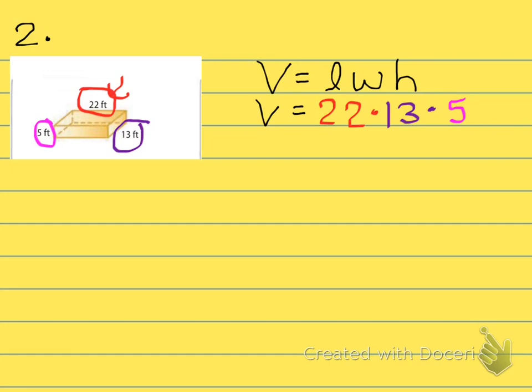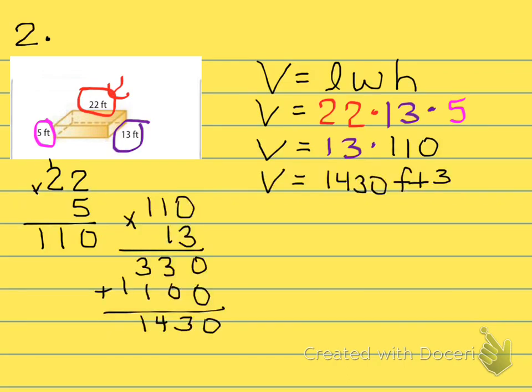And so now your last step is going to be to just multiply all of that out. So as you can see, I went ahead and multiplied 22 and 5 together just because it seemed like that would be easier for me. So I got 110, and then I need to remember that I still need to multiply the 13 times 110, and I'm going to go ahead and do that now. And as you can see, I went ahead and multiplied 110 times 13. We got 1,430, and our final answer is going to be V equals 1,430 feet cubed, or cubic feet.